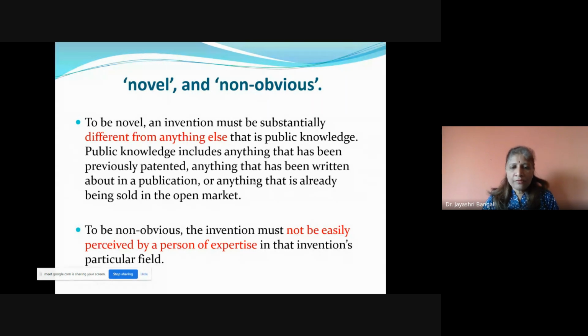To be non-obvious means the invention must not be easily perceived by a person of expertise. That means an expert person in a particular field. So you are filing a patent for a particular invention, and that should not be easily perceived by that person of expertise. That is the meaning of non-obvious.